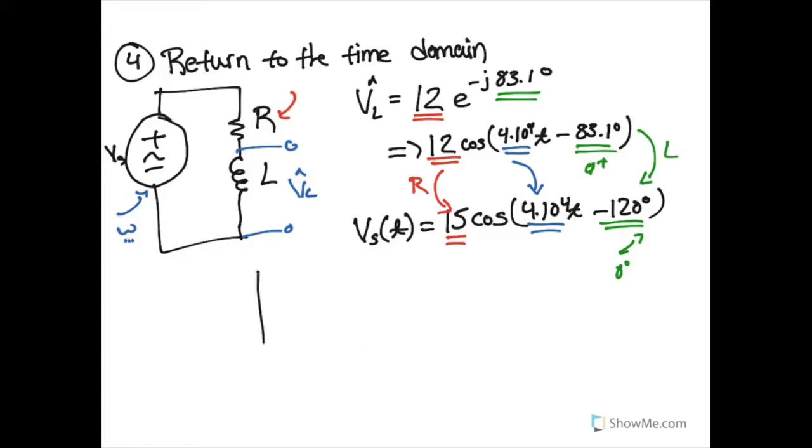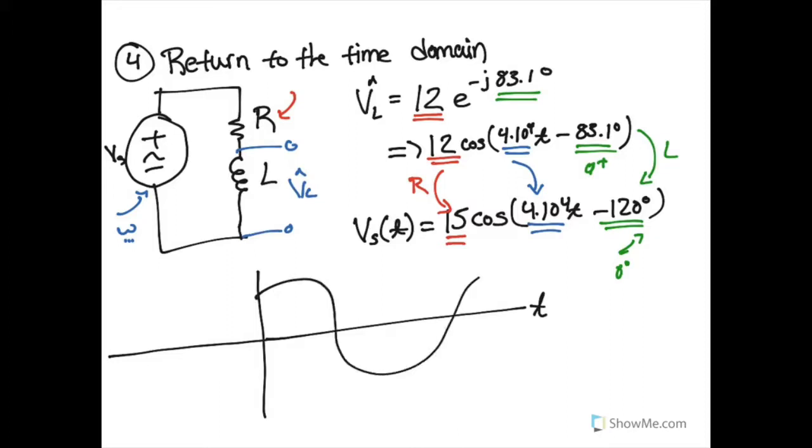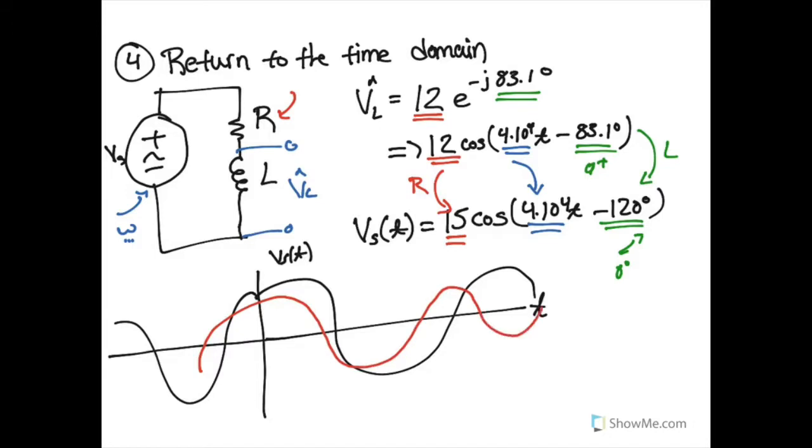And so if we were to draw this graphically, if we look here over time, if the black wave is our reference wave of the source, so Vs of t, then our red wave, which would be across the inductor, would be a little bit less, but also a little bit in front in terms of time of this source. So VL right here would actually be in time in front of Vs. And because of the resistor, it'll actually be a little bit lower in amplitude.